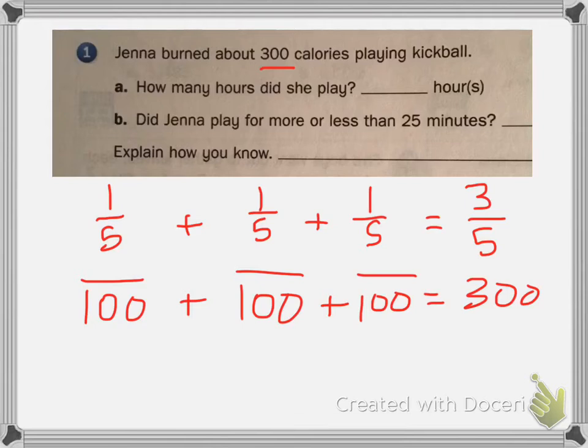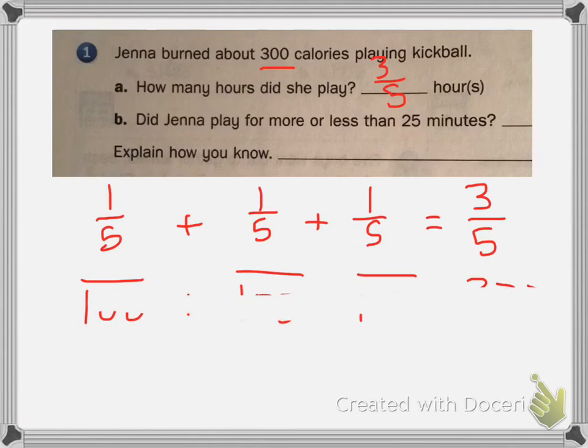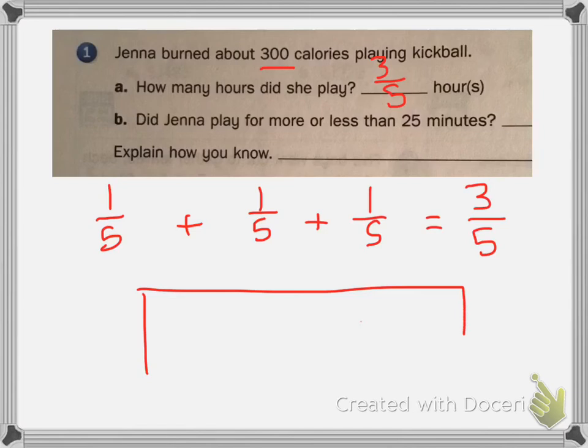So how many hours did she play? She played for 3/5 hours. That's kind of a weird way to say it. We might say 3/5 of an hour. But part B says, did Jenna play for more or less than 25 minutes? So if you remember how we solved our last problem where we had a fraction of an hour, we had 1/10 of an hour. We want to know if 3/5 of an hour is more or less than 25 minutes. So I'm going to do the same thing. This is 60. I'm breaking it up into 5 equal groups.